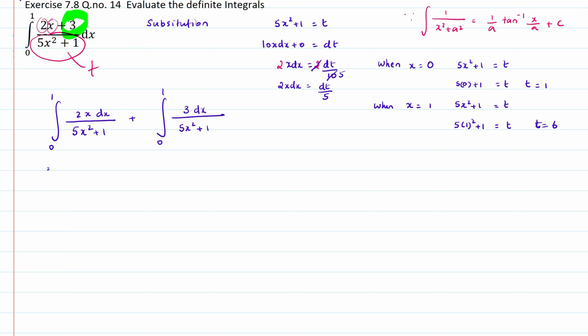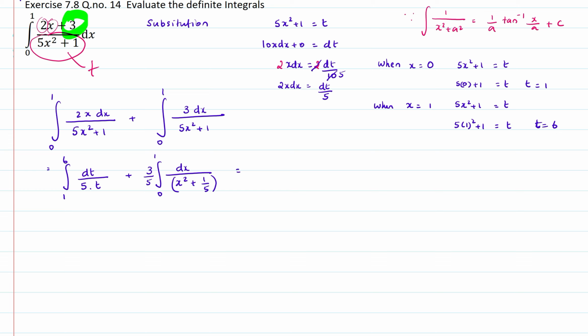So here the next step will be integral 1 to 6, 2x dx is written as dt by 5 and 5x square plus 1 as t, plus integral 0 to 1, 3 we will take outside, and also 5 I will take outside. It will be dx by x square plus 1 by 5. Now remember, the limits here are with respect to x, and the limits here are with respect to t.